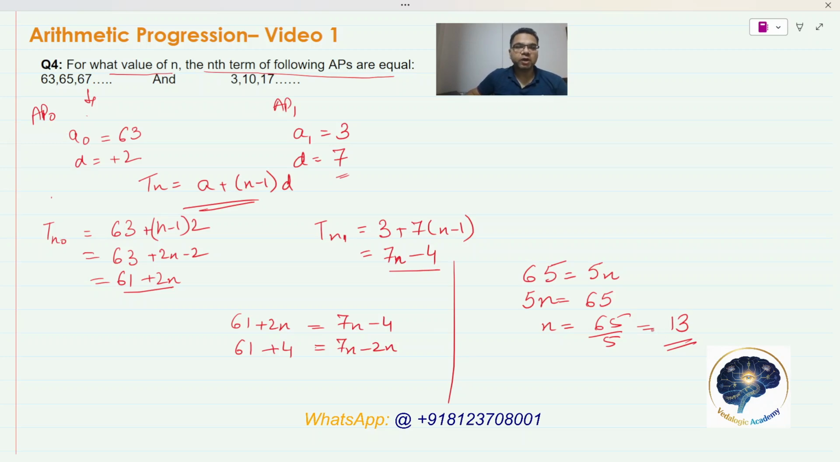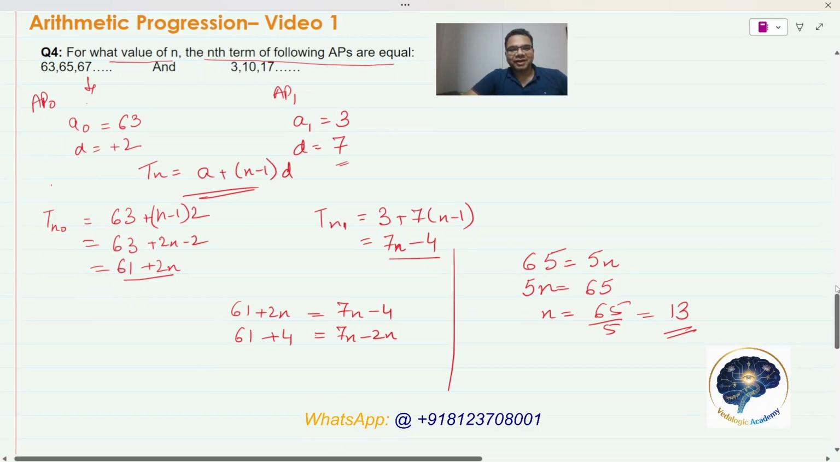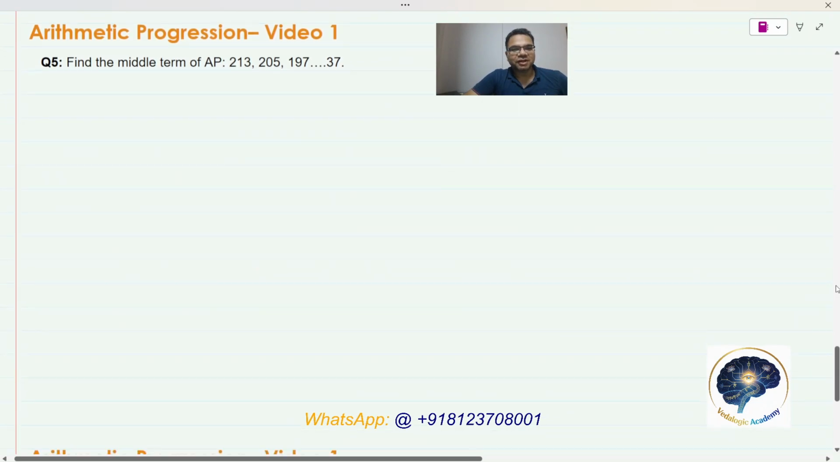How are we finding it out? We have to find the nth term of these APs which are equal. So term n is a plus n minus 1 into d, and that's what we have used to find the value of n. Okay, I'll move to the next question now.